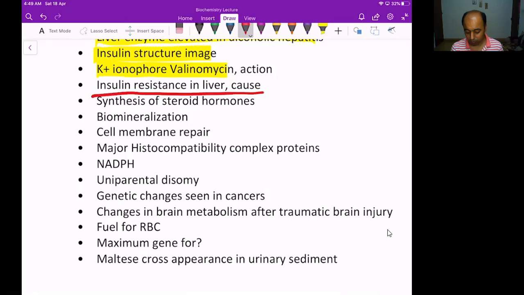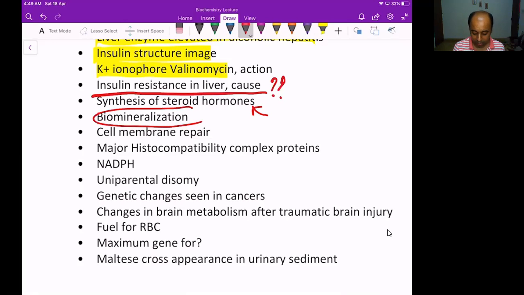Insulin resistance in the liver cause. I would say some of these questions are still being researched, so there won't be a very good clear-cut answer to these questions. Again, I'll say for miscellaneous topics, need not worry if it is a new question. Synthesis of steroid hormones was asked 2 or 3 times. Common precursor, what is the common end product, what do you find in the urine? These questions have been asked.